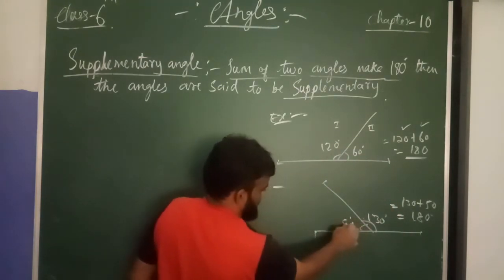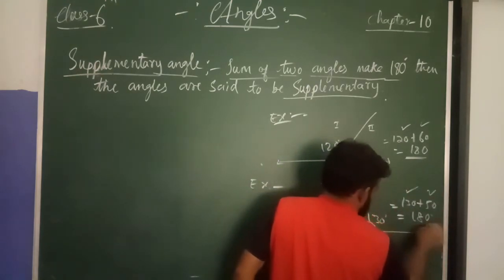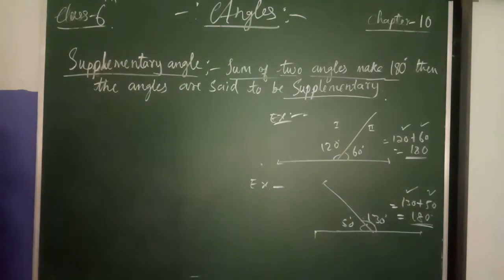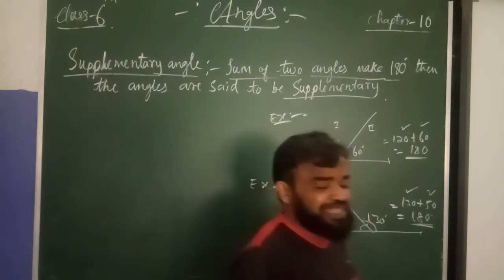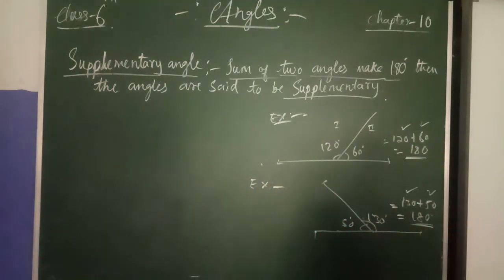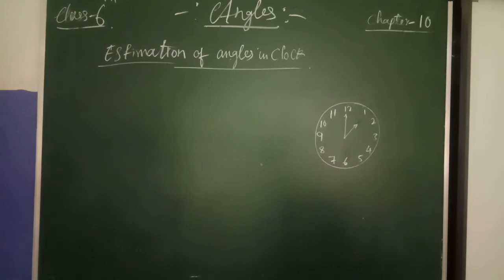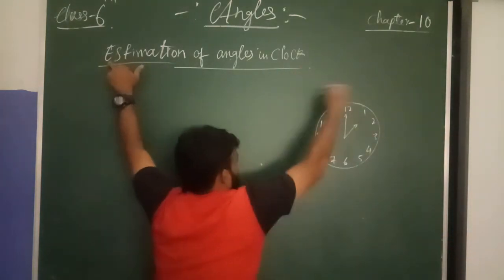Similarly here, the first angle is 50 degrees, the other angle is 130 degrees. 130 plus 50, we will get 180 degrees. This type of angles are nothing but supplementary angles. If the sum of two angles makes 180 degrees, then the angles are said to be supplementary angles. Understood? Now I'm going to explain estimation of angles in a clock.